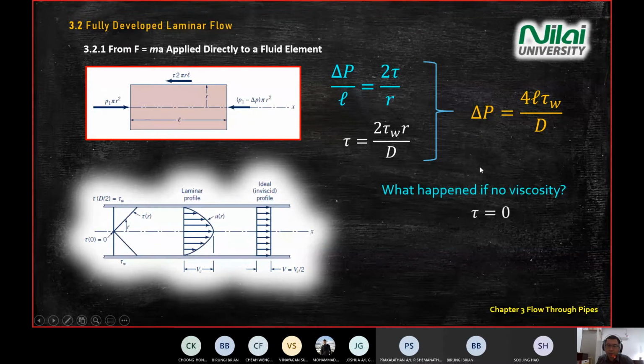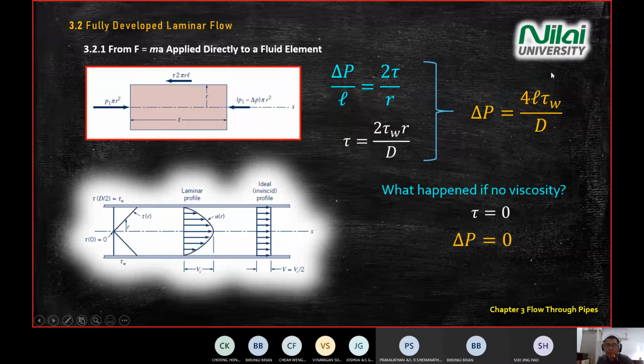So when there is no viscosity or no friction, then there's no change of pressure. Delta P is a change of pressure from 0.1 to 0.2. In this equation, if your shear stress equals 0, the whole thing equals 0. So delta P equals 0, it means that when you have a smooth pipe, there's no change of pressure.